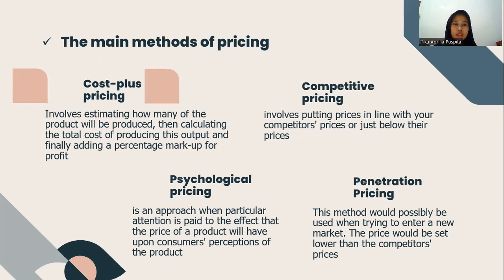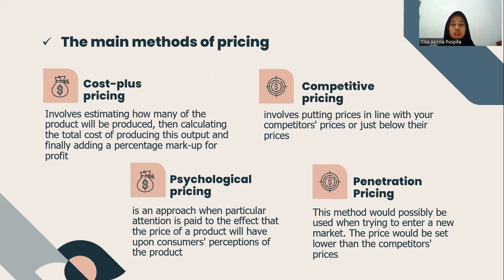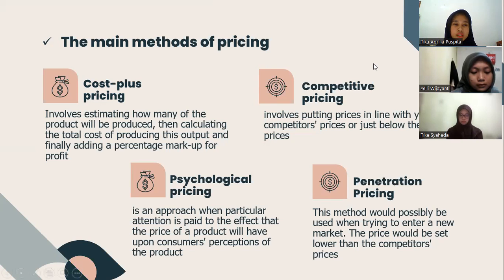The next one is the main methods of pricing. There are seven methods of pricing. The first one is cost plus pricing. It involves estimating how many of the product will be produced, then calculating the total cost of producing this output, and finally adding a percentage of markup for profit. This method is one of the more common pricing mechanisms used.